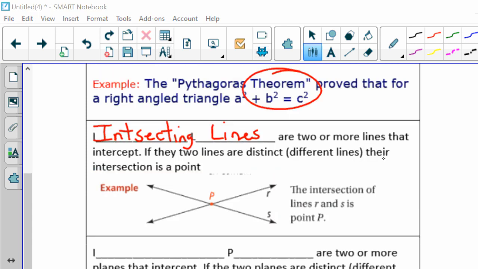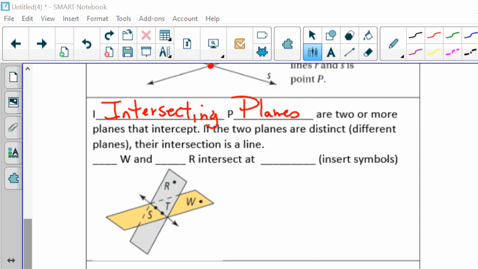Intersecting lines. Intersecting lines are 2 lines that touch each other. They're not parallel, that's different. Parallel lines never intersect each other. Intersecting lines, there's a couple of different ones. They're called oblique, and there's perpendicular lines. We'll study those in a bit. But right now, just know that when I use the word intersecting lines, you can imagine 2 lines that meet at a single point.